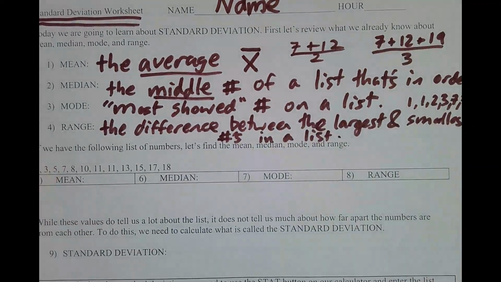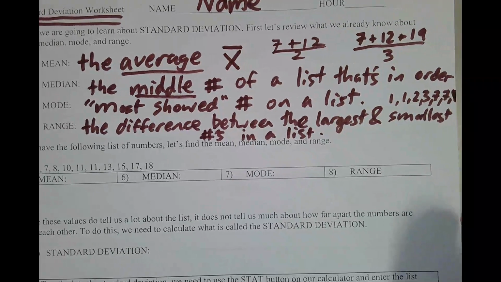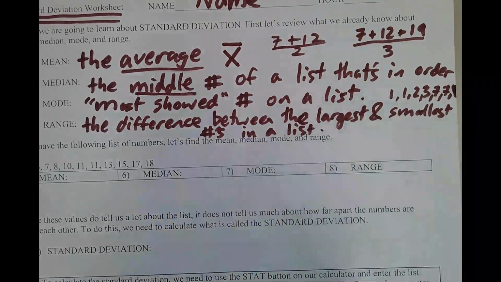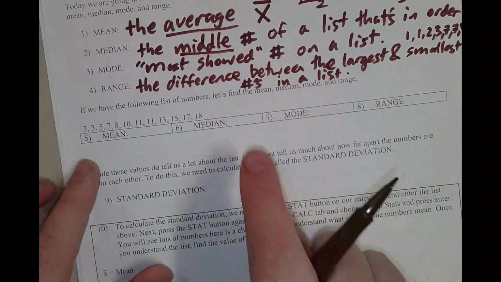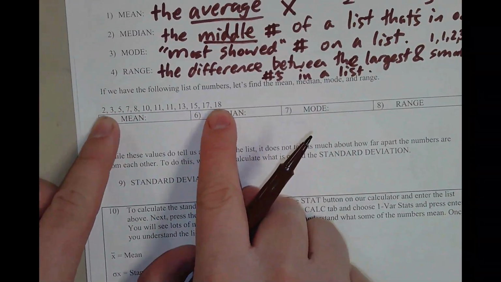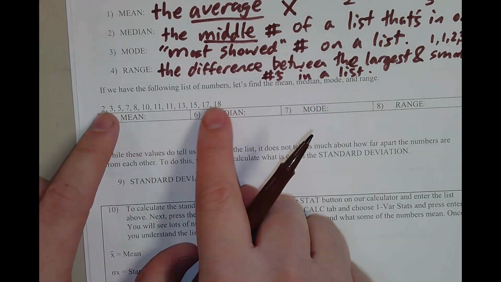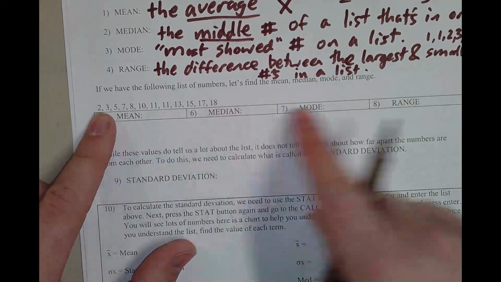Very good. So we're going to go over an example of what that might look like very soon, but the range is basically how far the data is. So for example, if I said, how far away is 2 from 18? Well, you can pretty easily figure that out. But we're going to go ahead and do a couple of other things first.